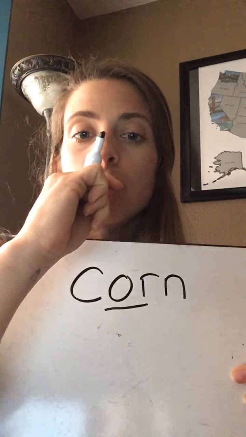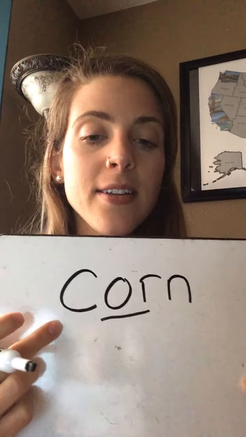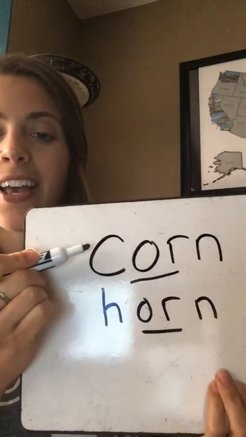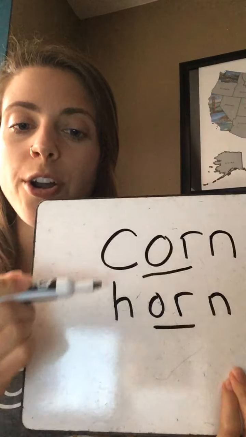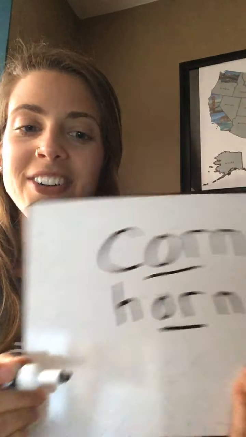Now we're going to change corn into horn. Like a doo-doo-doo horn. Think of what you should change. Corn into horn. Most of it stays the same. We change that initial sound, the k, into an h. Corn into horn.